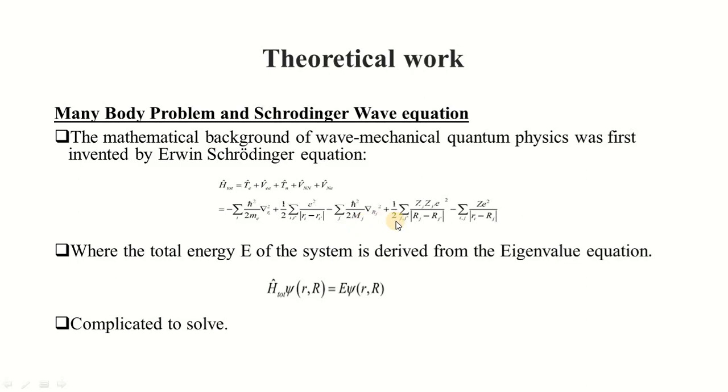Plus we have another term, which is the contribution of Coulombic repulsion between two nuclei, which is half of summation Z_j Z_j prime e² divided by mod of capital R_j minus capital R_j prime. And the last term is the Coulombic attraction between the nucleus and electron, which is represented as minus summation Z e² divided by mod of small r_i minus capital R_j. So this makes up the total Hamiltonian of the many body system.